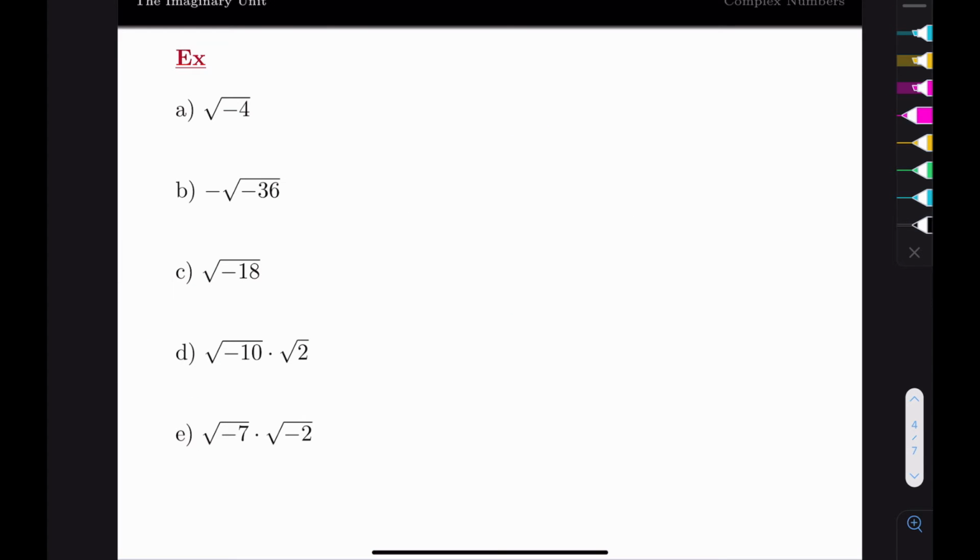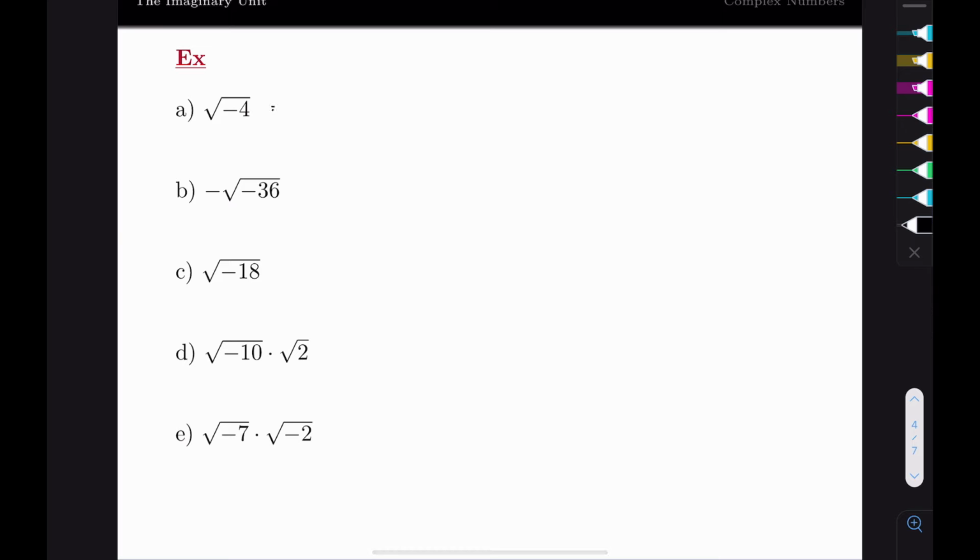So let's get some practice. Let's try to figure out how we can simplify a bunch of these expressions that all have minus signs underneath the radicals. We know none of these are real numbers, but they're going to relate to imaginary numbers. And one of them might actually end up being real.